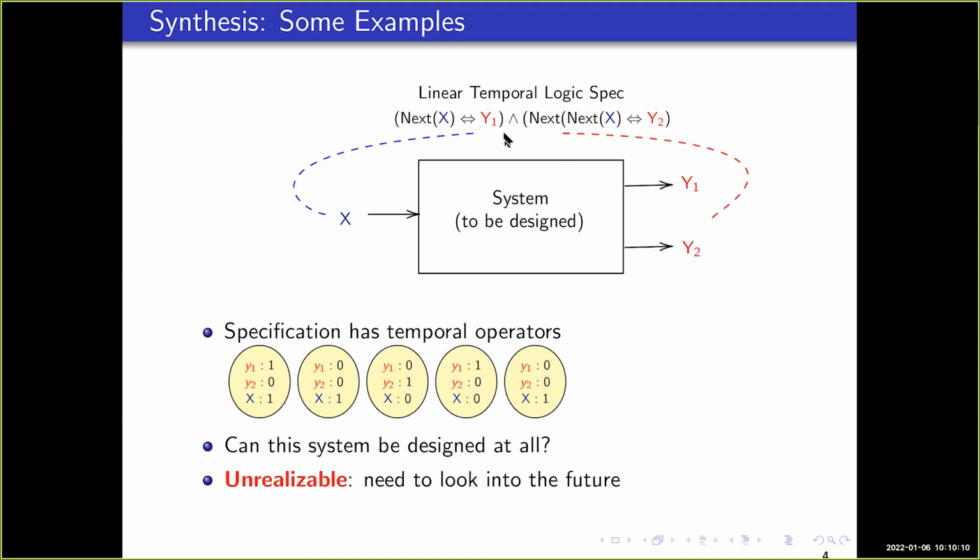Because this specification, the environment is saying that I want to see a y1 which will match the next value of the input x that I will produce, then of course there is nothing that you can do, right?